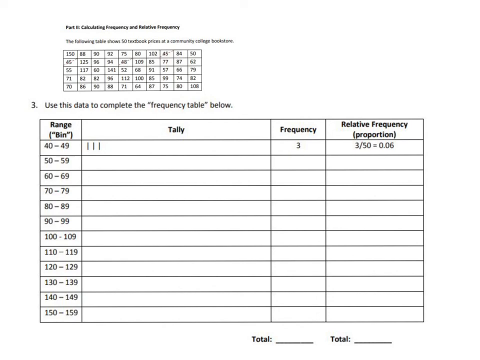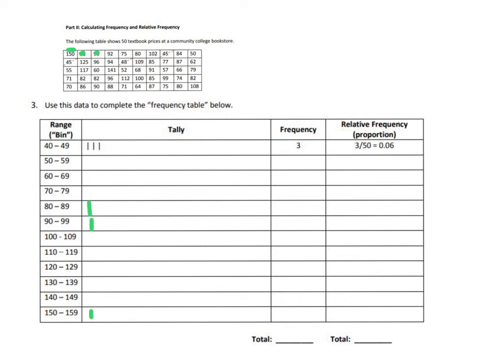Okay, on this page, we're given a table up at the top. It says the following table shows 50 textbook prices at a community college bookstore. They give you the textbook prices of each one, and they want you to put a tally mark. So I'm going to try to do this. This table is small. For example, this 150, the tally mark would go in here. This 88, hold on, I got to get rid of these pens. 88 would go in here.